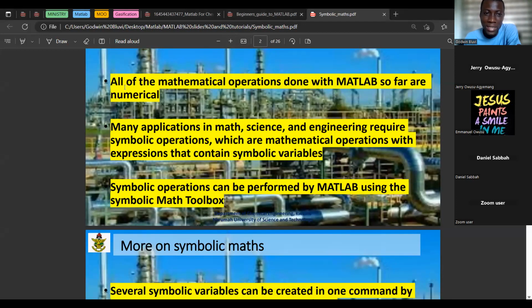All right. So as I said, all mathematical operations so far done are numerical, but many applications require symbolic operations. So it's very limiting. The matrices and those things are very, very limiting. So symbolic operations can be performed by MATLAB using the what? Using the symbolic toolbox.